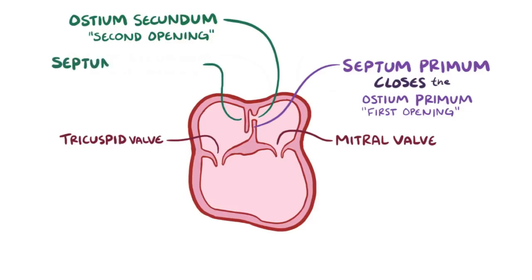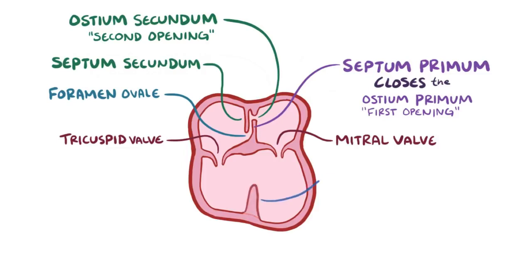Now we also have the septum secundum, which grows downward just to the right of the septum primum, and covers the ostium secundum like a curtain, leaving a small opening called the foramen ovale, and essentially creating a makeshift valve that allows blood to go from the right atrium to left atrium during fetal life.